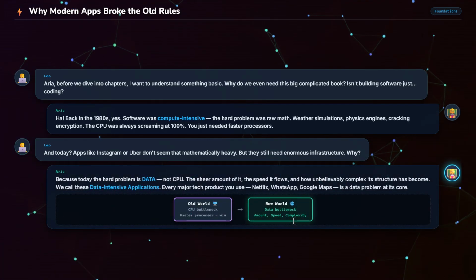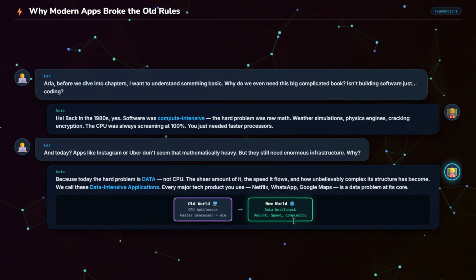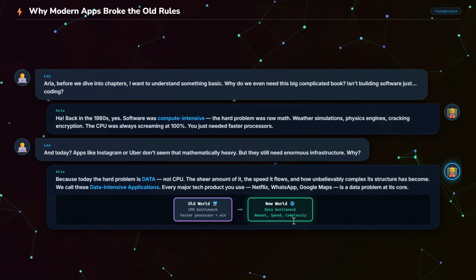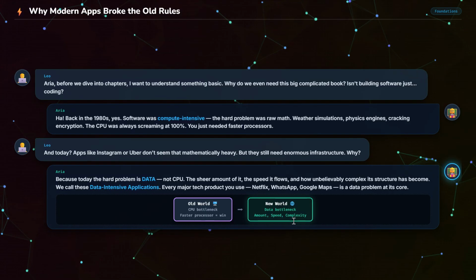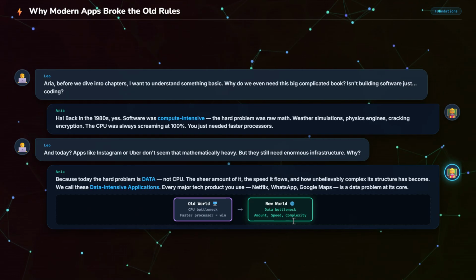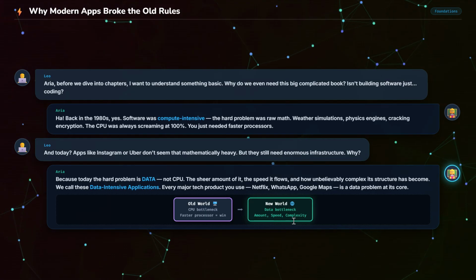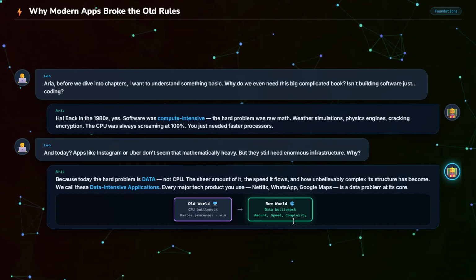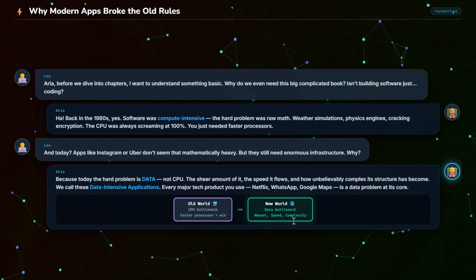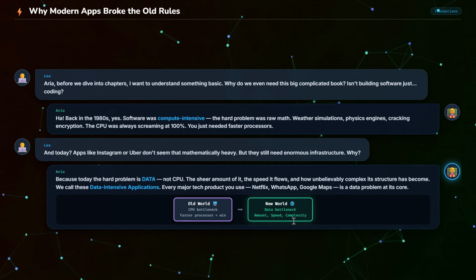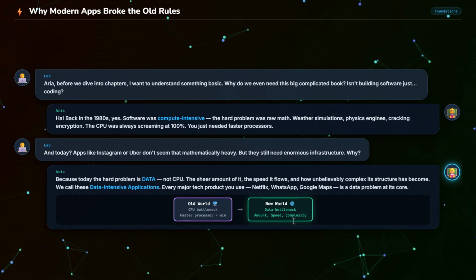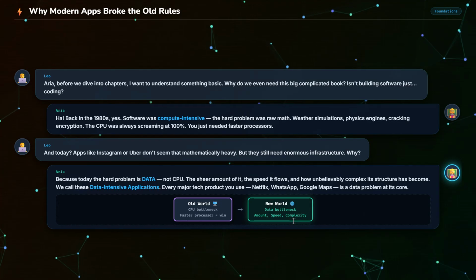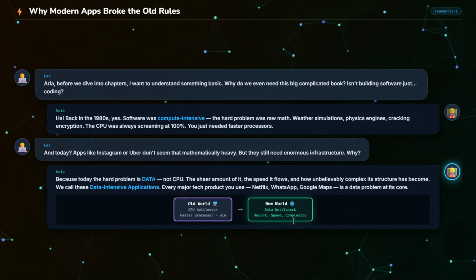Because today the hard problem is data, not computing power. The sheer volume of it, the speed at which it flows, and how structurally complex it has become. A modern social media app stores billions of posts, serves hundreds of millions of users simultaneously, and needs to retrieve the exact right content in under 100 milliseconds. We call these data-intensive applications. And Kleppmann's book is entirely dedicated to teaching you how to build them properly.